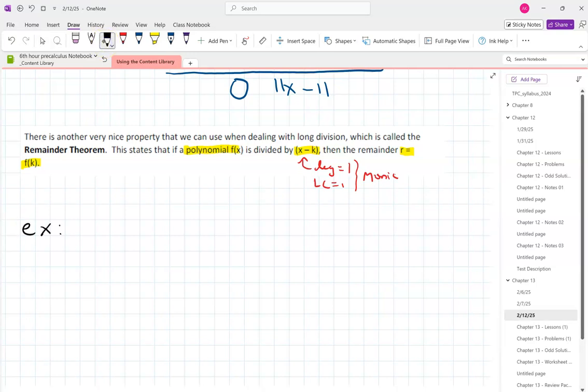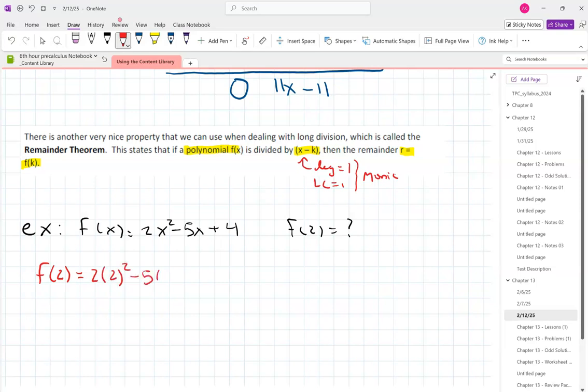So let's say that my f of x is 2x squared minus 5x plus 4. And I want to find f of 2. Well, f of 2 just means we plug in, right?